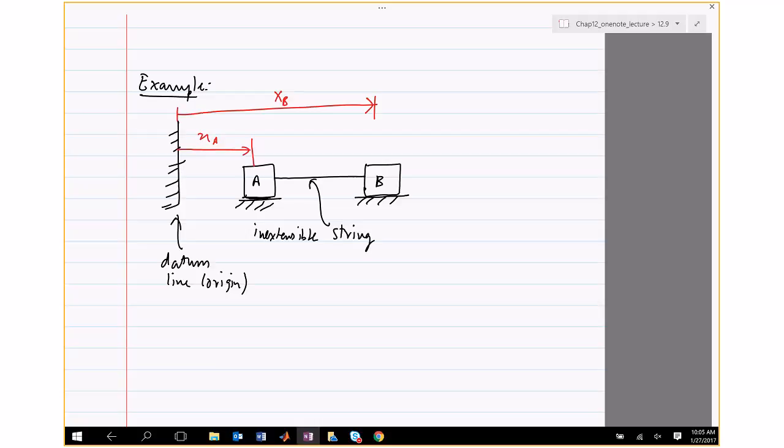Okay, so as I said, it's kind of obvious to you that xb dot is xa dot, right? xb is not equal to xa, but xb dot is equal to xa dot. That is, if B displaces or moves by 1 unit, then A would also move by 1 unit. And similarly, xb double dot is xa double dot.